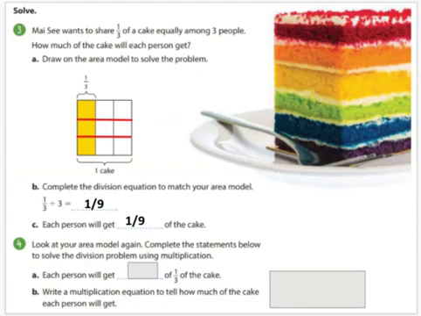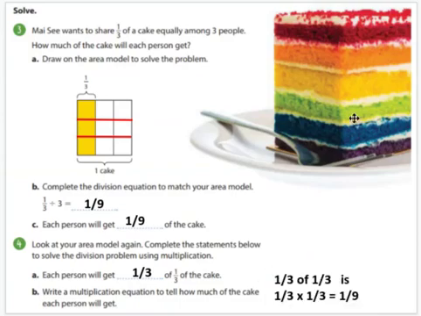So yesterday we also worked on using multiplication to help us solve these division problems. So when we look back up at this area model, you are asked to complete the statements below. So part A says each person will get blank of 1/3 of cake. So when I look here, just in this yellow part, you can see that each person's actually getting one of the 3 pieces in this yellow part. So each person's really getting 1/3 of the 1/3 of cake. Now, when you see that word of, you should think multiplication. So here is the multiplication sentence. 1/3 of 1/3 is 1/3 times 1/3 equals 1/9.